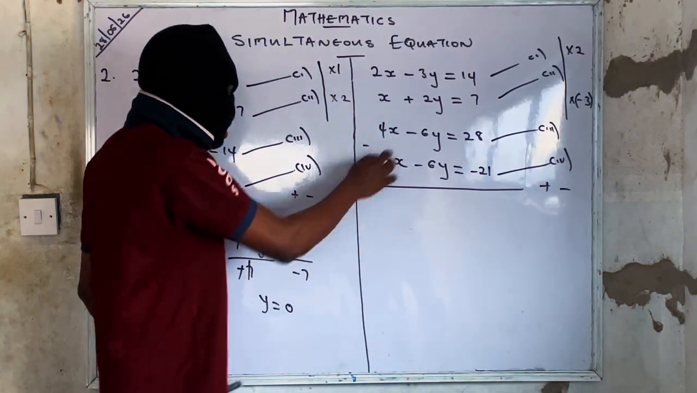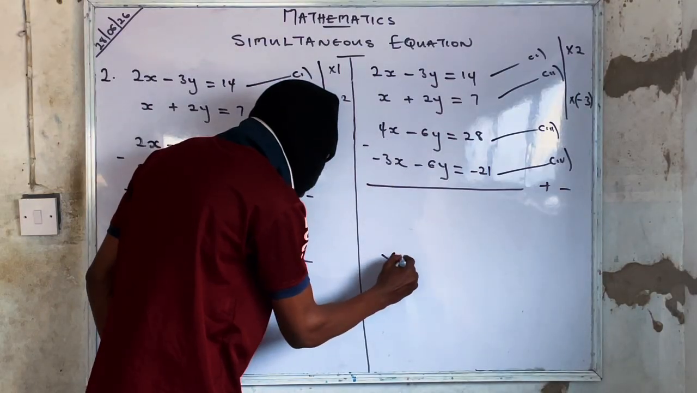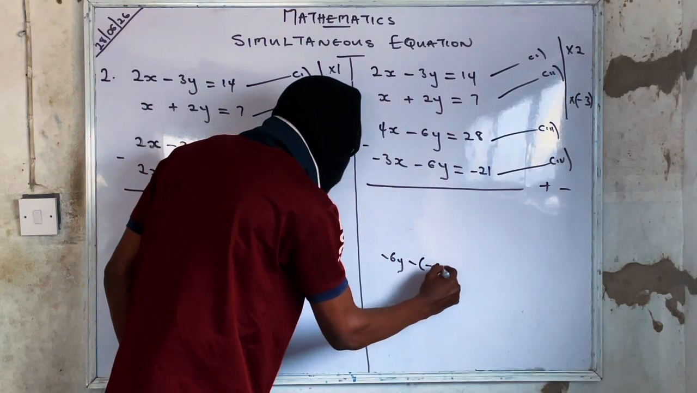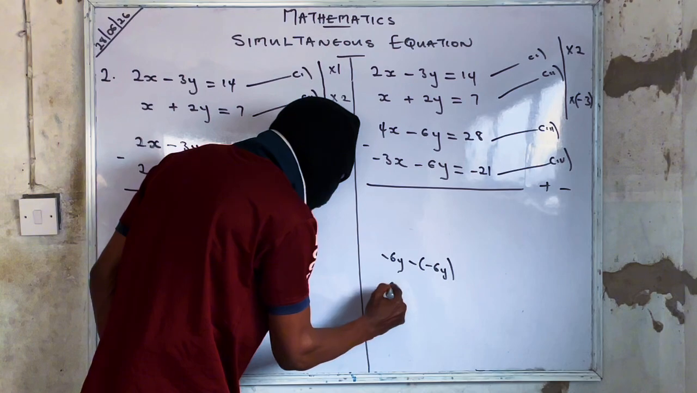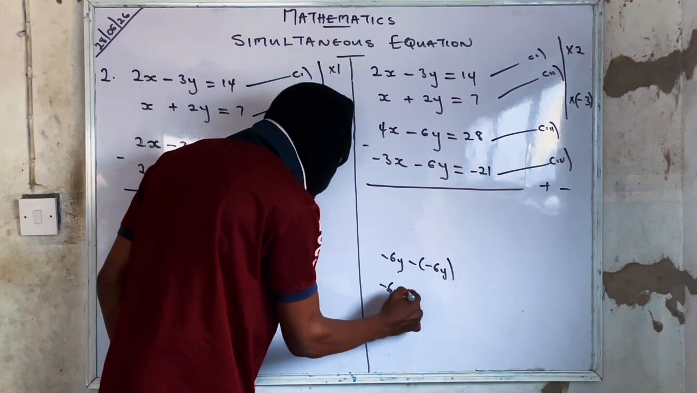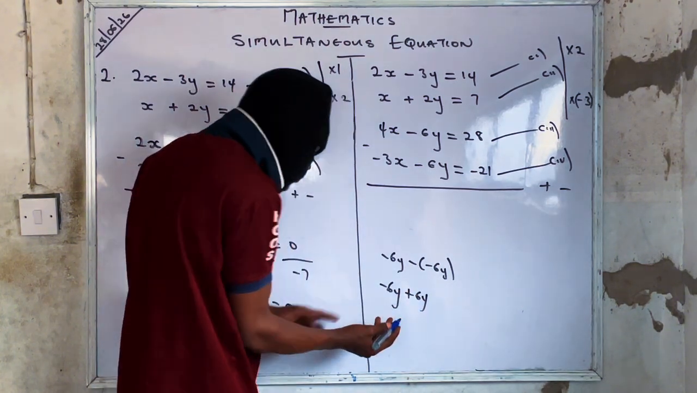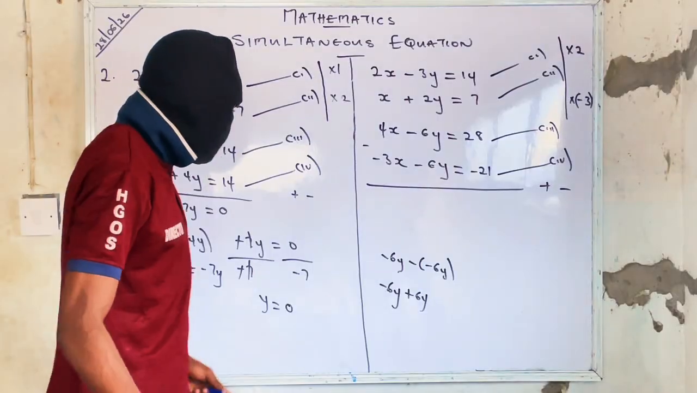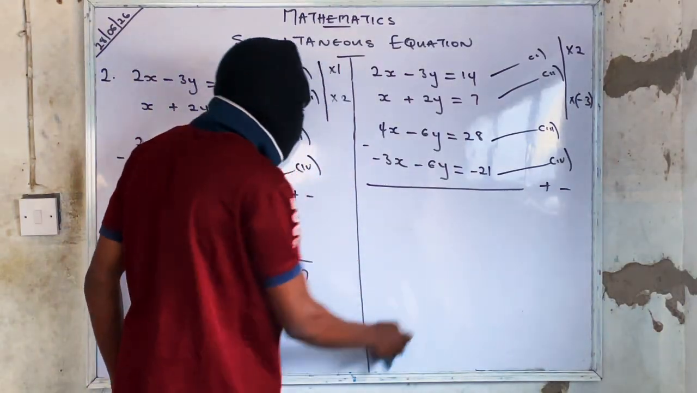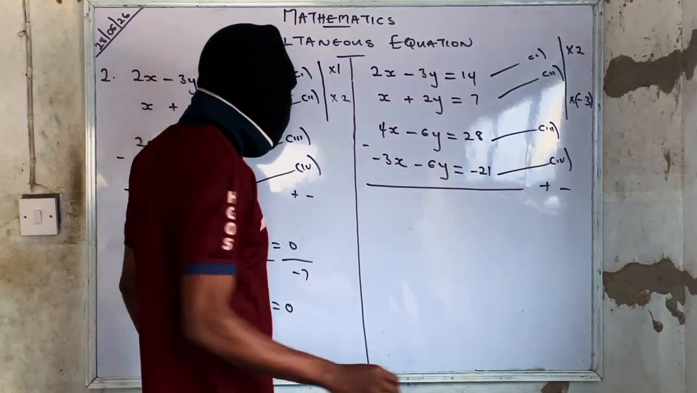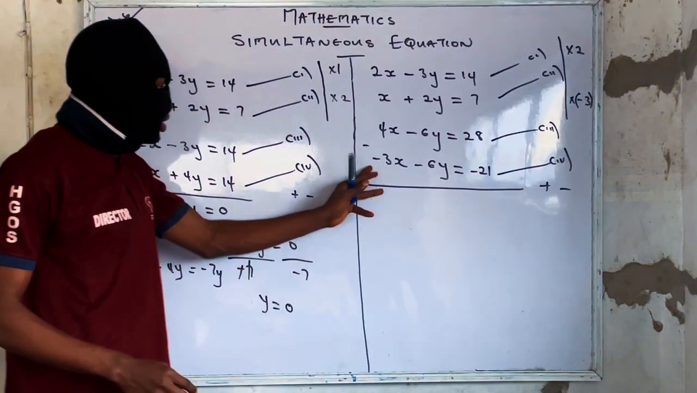Now, let's try minus. Minus 6y minus into bracket minus 6y. Now, minus times minus is plus. Then it will lead us to 0, because minus 6y plus 6y will lead us to 0. Now, it means that the sign that we'll be using is minus. We are using minus.